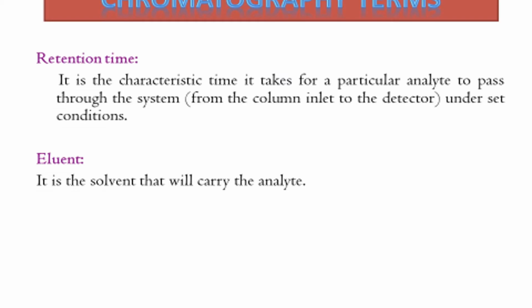Now there are certain terms which are applied. For example, the retention time. It is the time which a particular component of the mixture takes to pass through the column, to pass through the system under a set of conditions. For example, a component takes 1 hour to come out of the column, so 1 hour is the retention time. Eluent, it is the solvent that will carry the analyte, the mobile phase which will carry the components of the mixture.